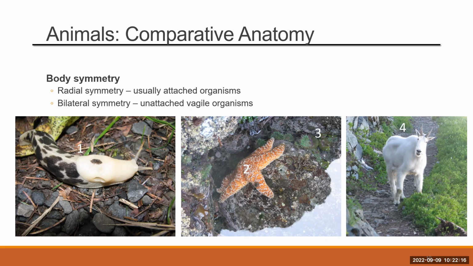Somebody tell me what kind of symmetry the slug has. Bilateral, right. And then what about the sea anemone? Radial, because that's in our cnidarian group with our jellyfish and stuff. So it's just this round thing that doesn't have a head or anything. And then what about our billy goat friend? Bilateral, right. And then what about the starfish? So it's bilateral, believe it or not.